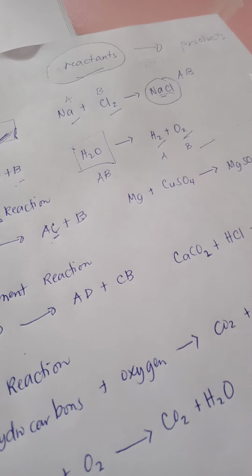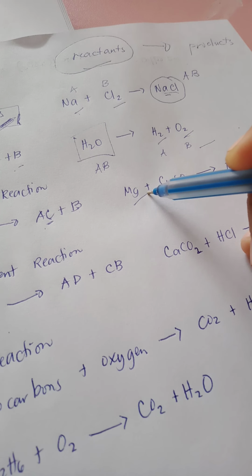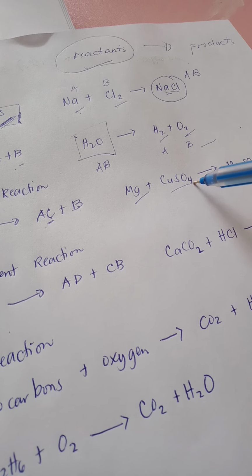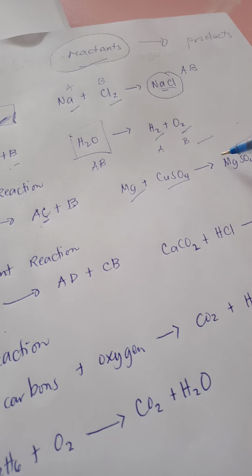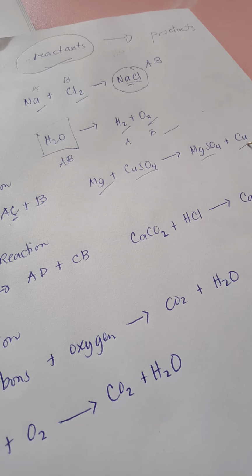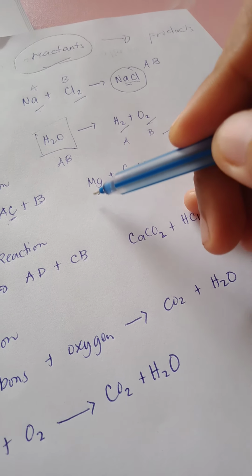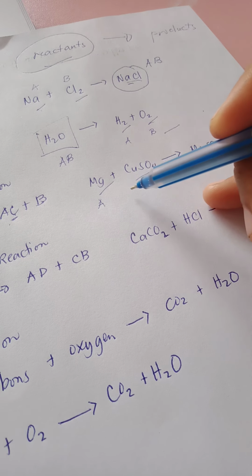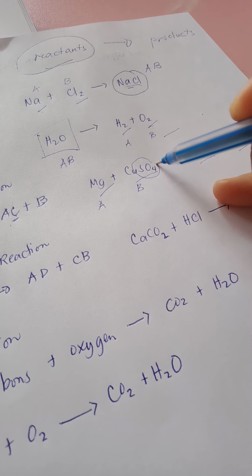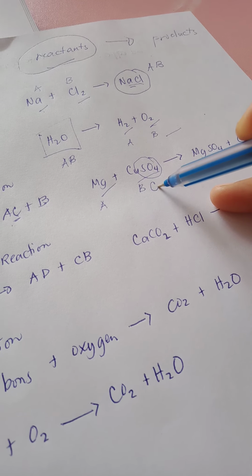So example of that is your magnesium. And then nag-combine kay copper sulfate. Paano siya naging copper sulfate, ma'am? Yes, we are going to answer that on our next video. And then naging magnesium sulfate plus copper na siya. So, magnesium is your A, copper is your B, sulfate, a polyatomic ion is your C.